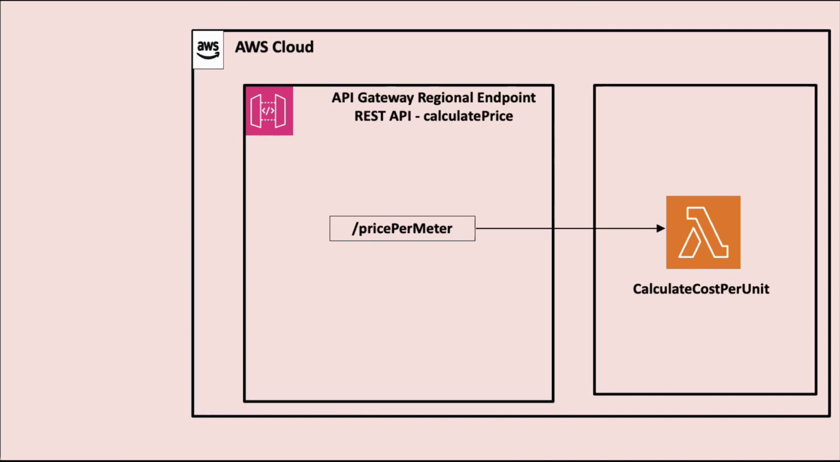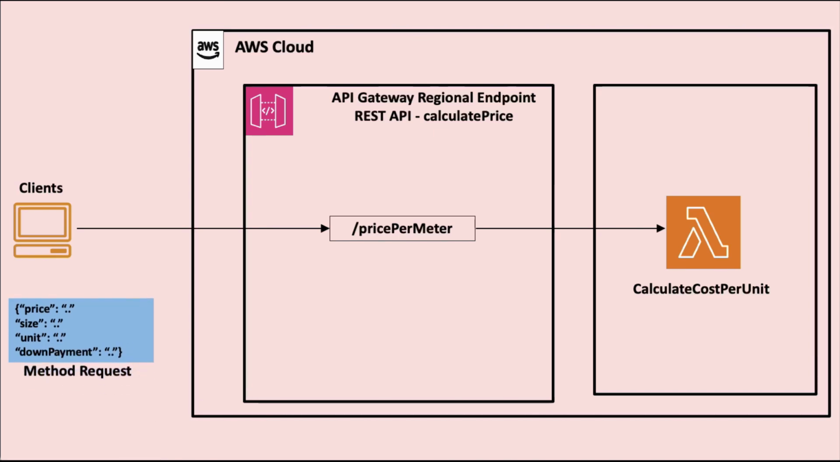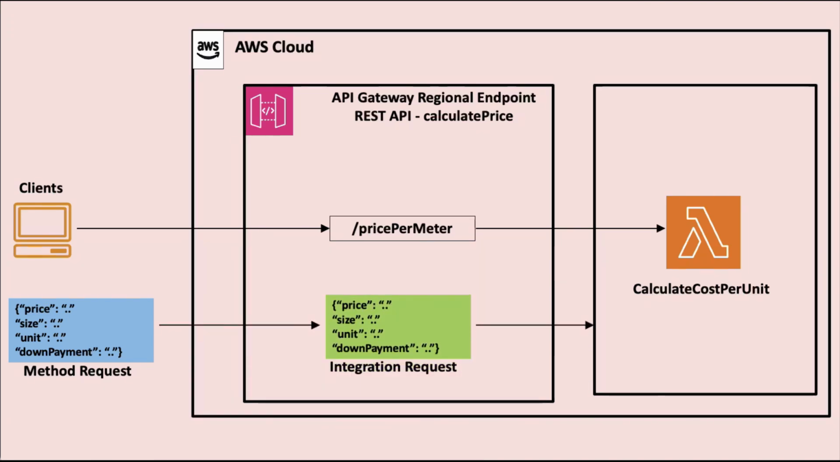Now, how does it work? The clients will be sending the request to this API called slash price per meter and the initial data that the clients will send is called the method request. Within the method request, the client will send some data like price, size, unit, down payment, and this is very specific to each API that we are implementing. In this case, the client is sending a JSON file with price details and down payment and a few details.